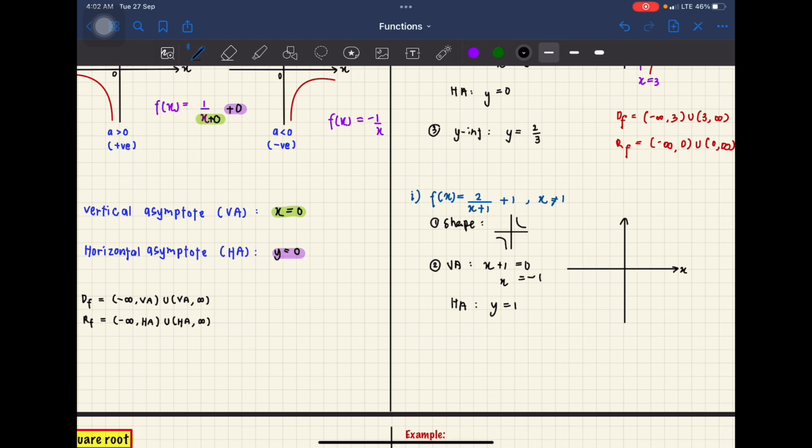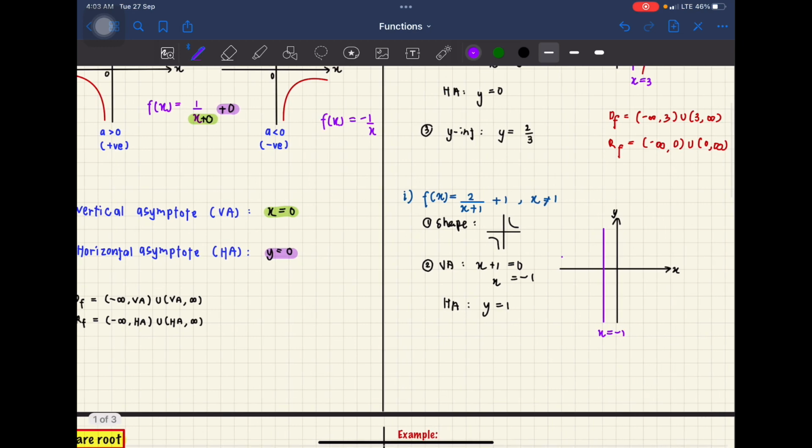X and Y. Okay, so label your VA and also HA. So vertical adalah yang menegak. So dekat sini is X equals to -1. Okay, and then Y equal to 1 is somewhere over here. Okay, so macam mana kita nak lukis dia? Right, so sama juga macam this one. Dia akan ada dekat kuadran 1 dengan kuadran 3.